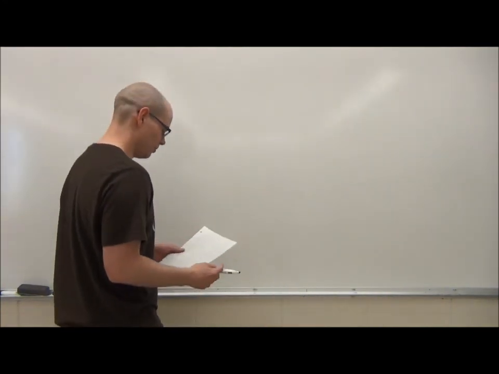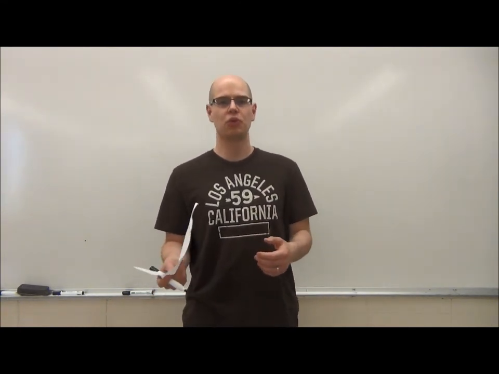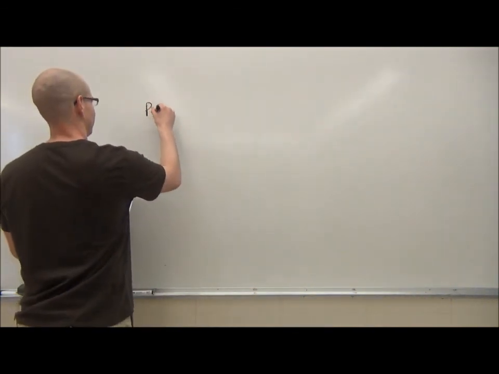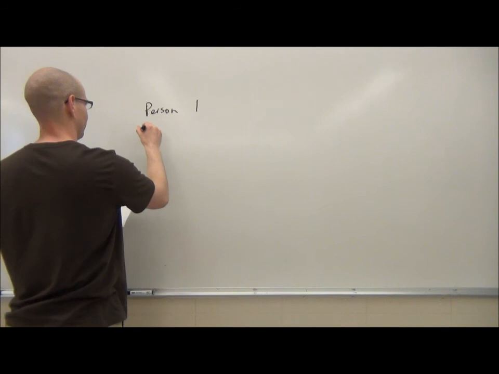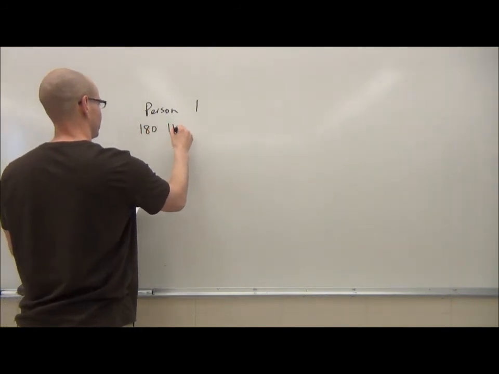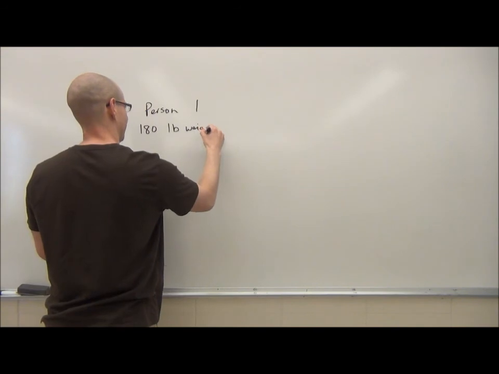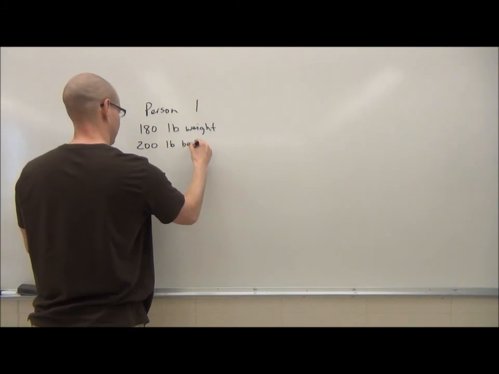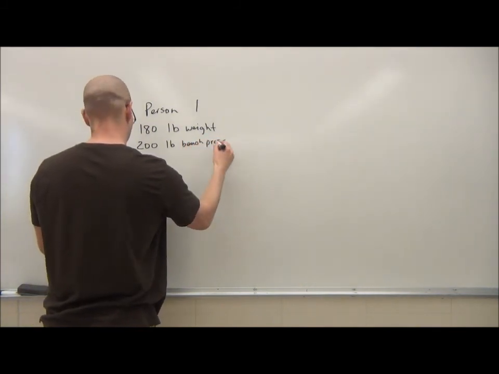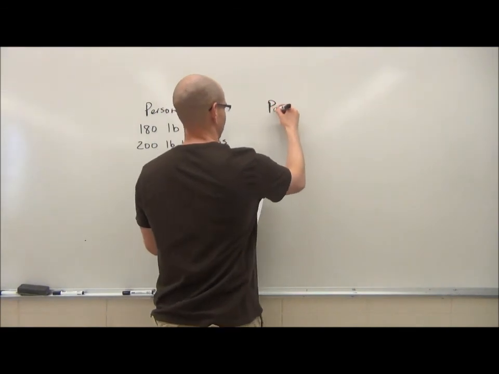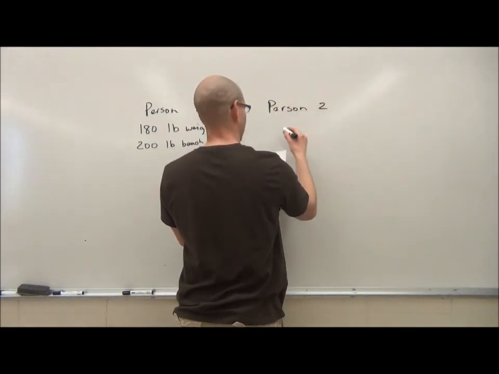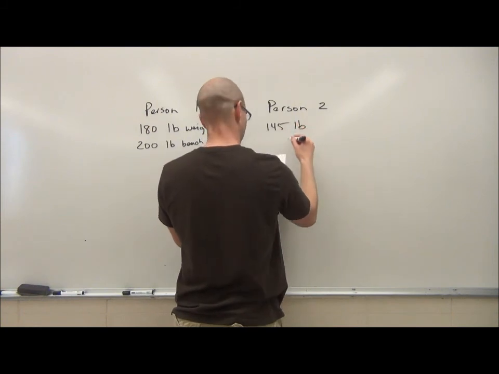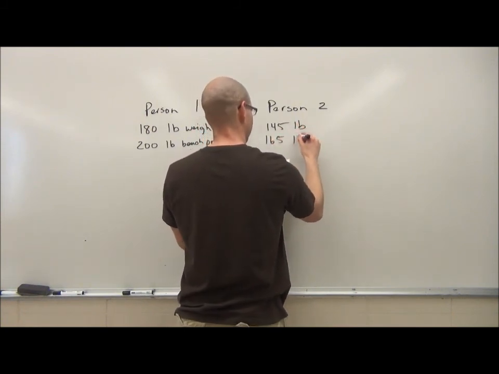Basically, in the problem here, we're looking at two different people, and what we're looking at is who can actually lift more weight for their size. So the first guy, person 1, has a weight of 180 pounds, and this person can bench press 200 pounds. Okay, now the other guy has a weight of 145 pounds, and he can bench press 165 pounds.